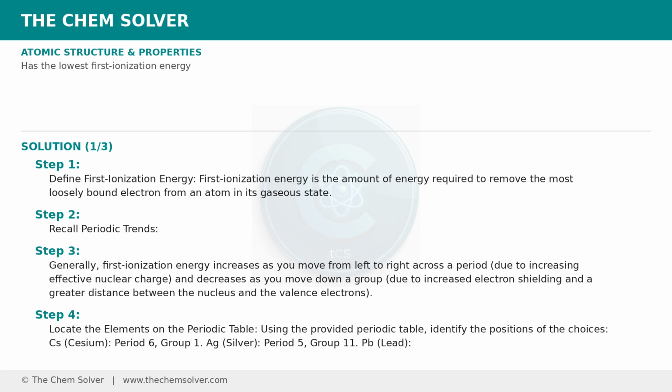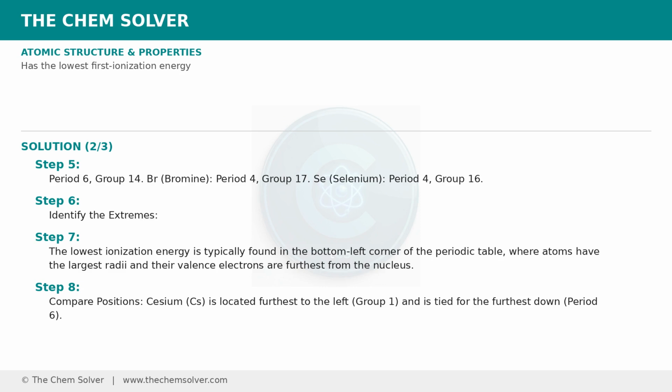Locate the elements on the periodic table. Using the provided periodic table, identify the positions of the choices. Cs, cesium, period 6, group 1. Ag, silver, period 5, group 11. Pb, lead, period 6, group 14. Br, bromine, period 4, group 17. Se, selenium, period 4, group 16.